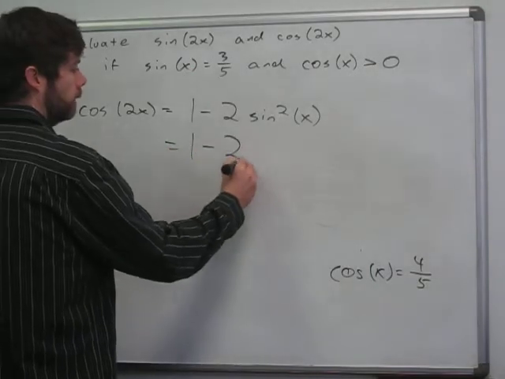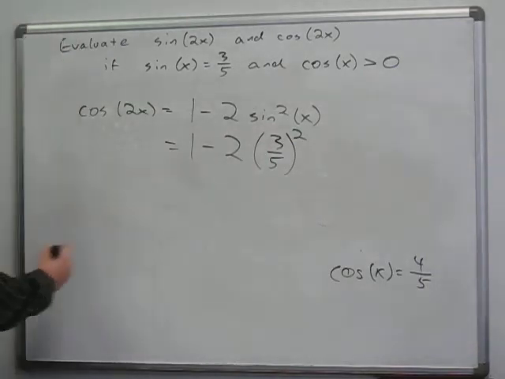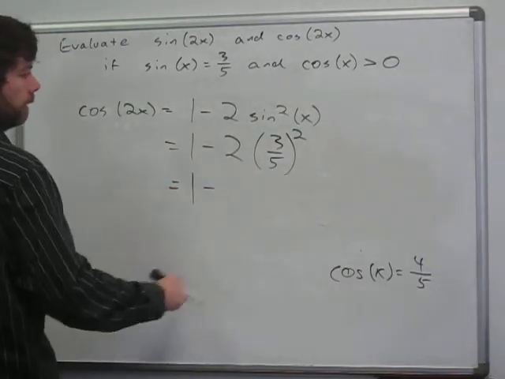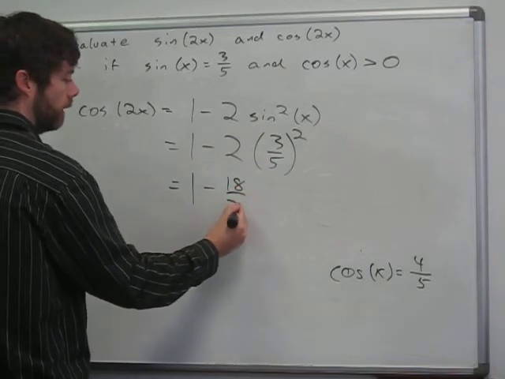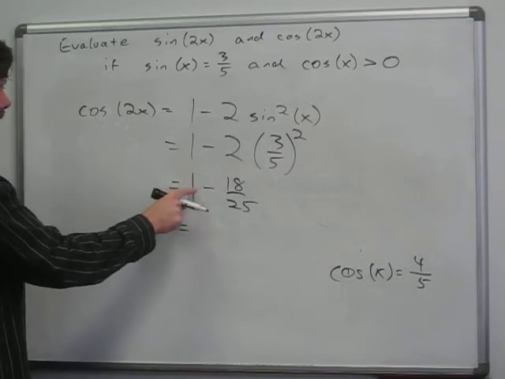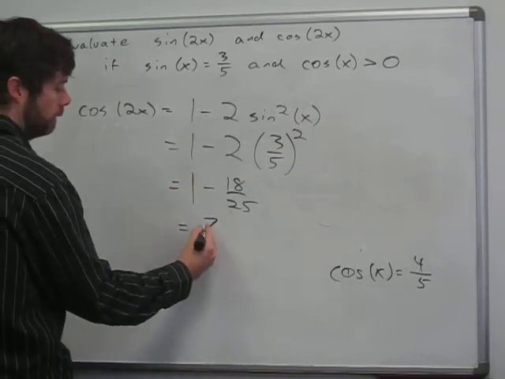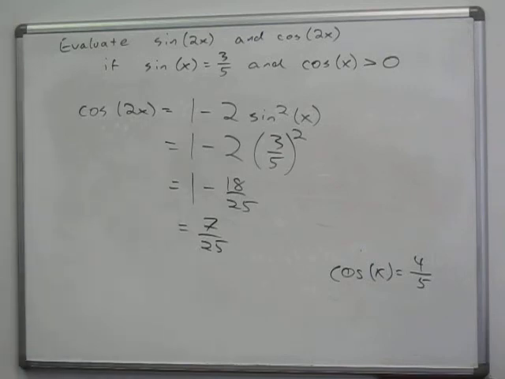This is 1 minus 2 times 3/5 squared. So that's 9/25, which is 18/25. And of course, 25 over 25 minus 18 over 25 is again 7/25.